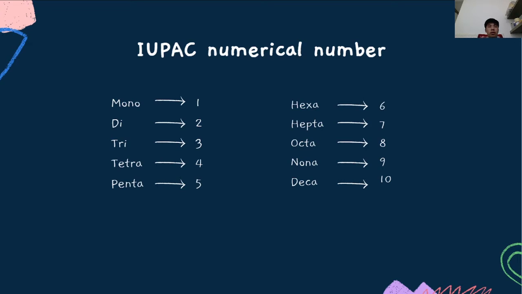Those prefixes represent their value. Mono represents 1, di represents 2, tri represents 3, tetra represents 4, penta represents 5, hexa represents 6, hepta represents 7, octa is 8, nona is 9, and deca represents 10. These are a must-know thing that you need to know to name any compound.